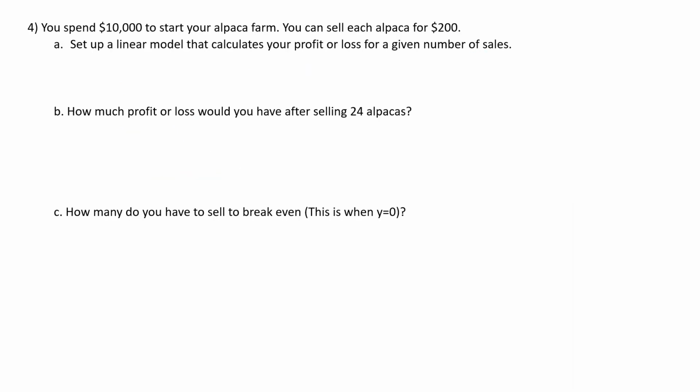To set up the linear model, which is given by y equals mx plus b, we need to determine what the slope is, which is m, and then our y-intercept, which is b. From the information we have, you spent 10,000, so that's an amount spent, so that's a negative. And if you're selling each alpaca for $200, that represents the slope because the slope represents the absolute change in y divided by the absolute change in x. And so our model becomes 200x minus 10,000.